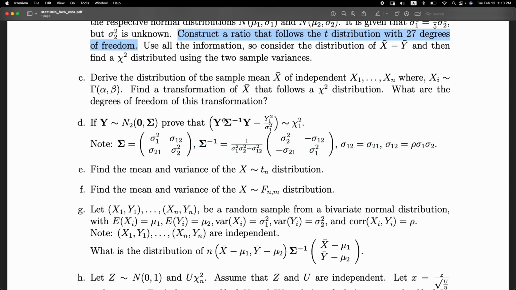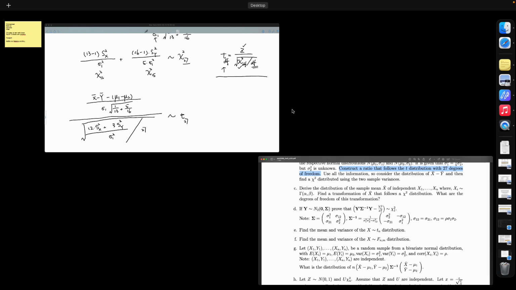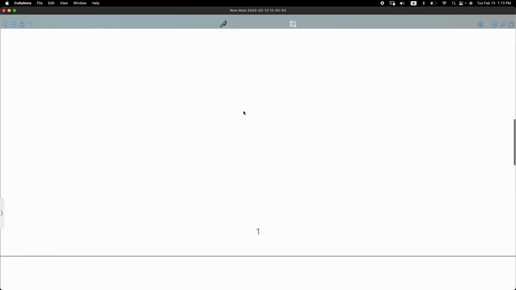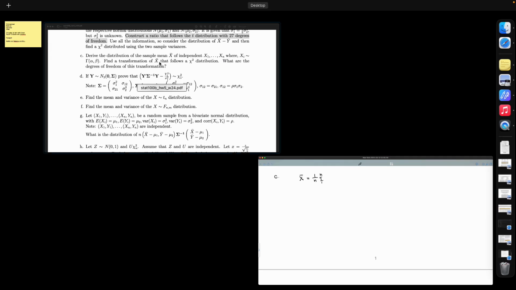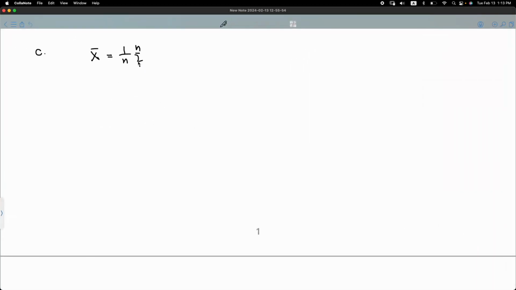Okay, next we're going to talk about question C. So derive the distribution for the sample mean where the variables are independent, each of them following a gamma distribution, and find the transformation of x bar that follows a chi-square. Okay, this is part C. So we have x bar equal to 1 over n summation from 1 to n, n copies, okay.